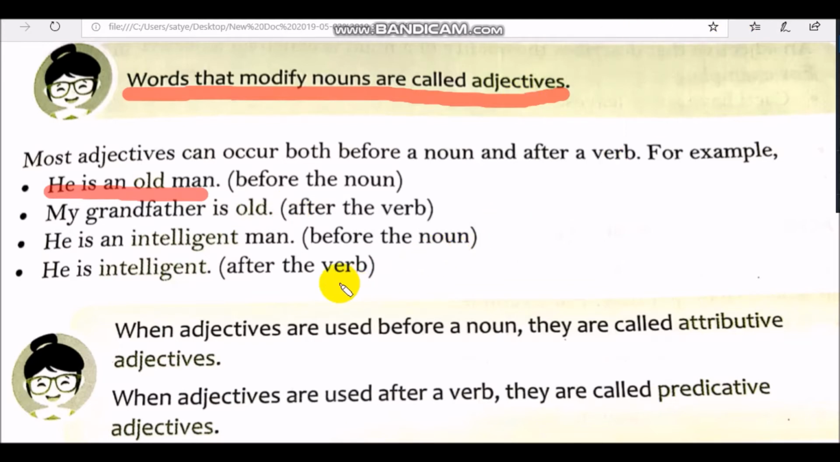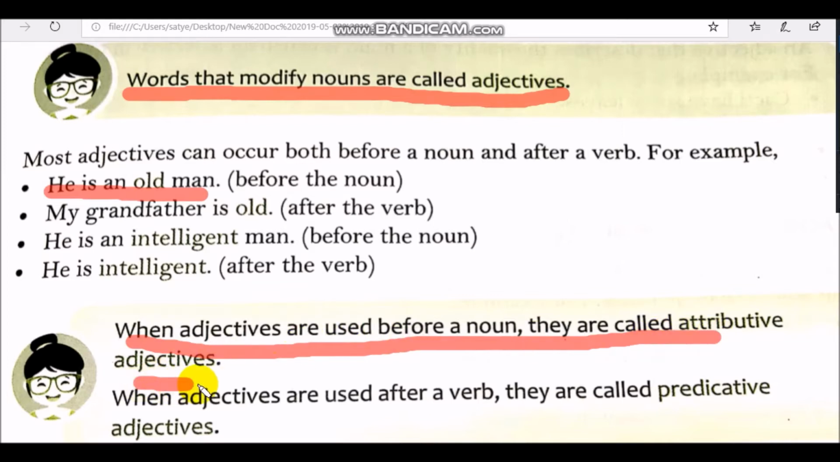Now if I talk about adjectives, so there are two kinds of adjectives. When adjectives are used before a noun, they are called attributive adjectives. Means जब adjective किसी noun के पहले आते हैं, they are called attributive adjectives. For example, he is an old man. So here man is a noun and before that there is an adjective. So this is attributive adjective.